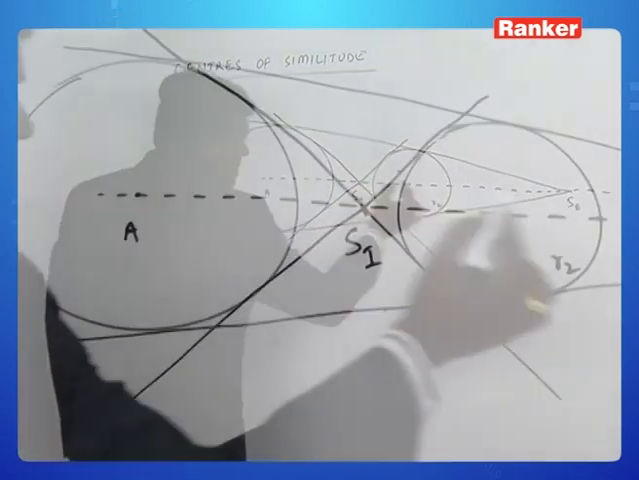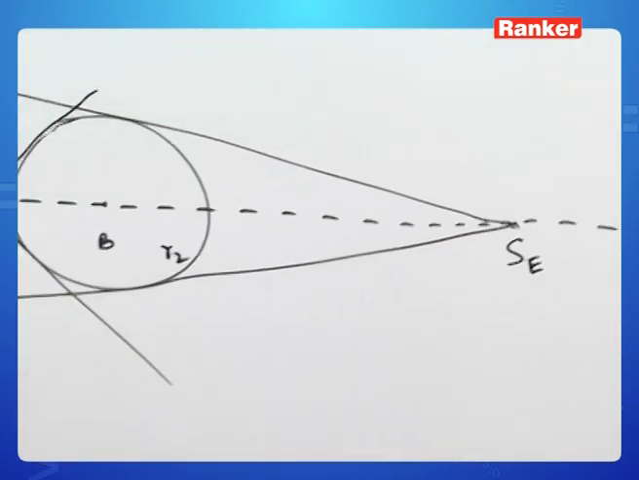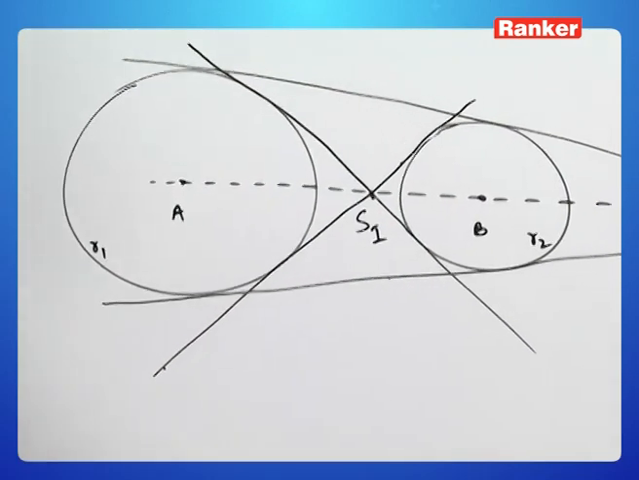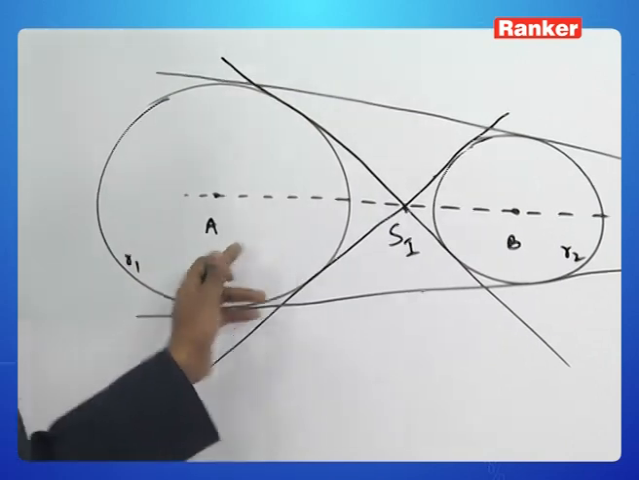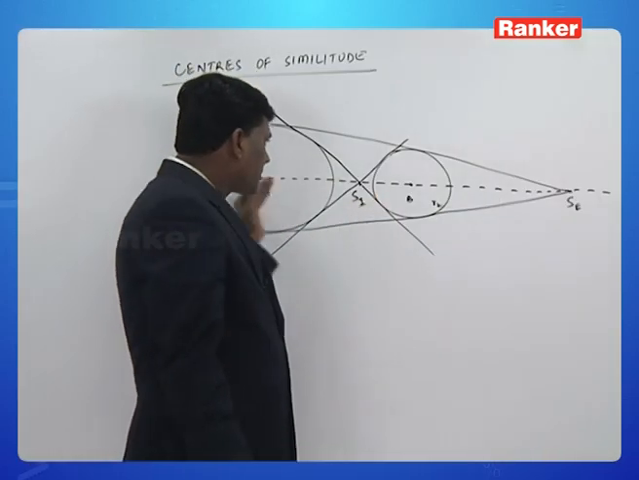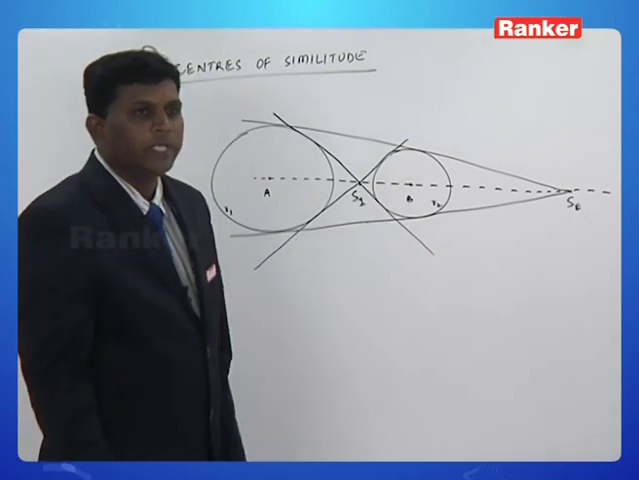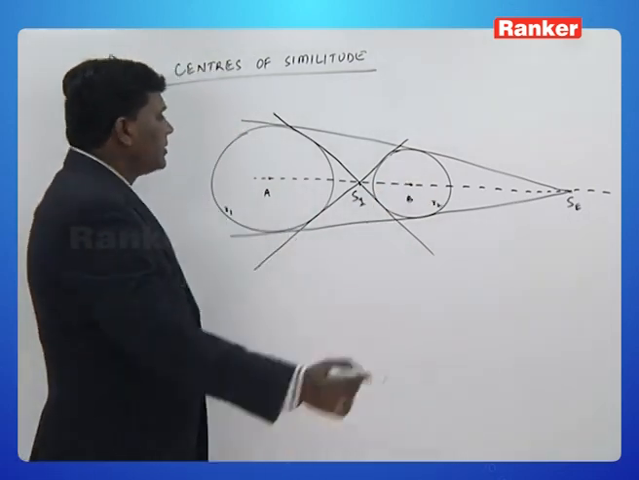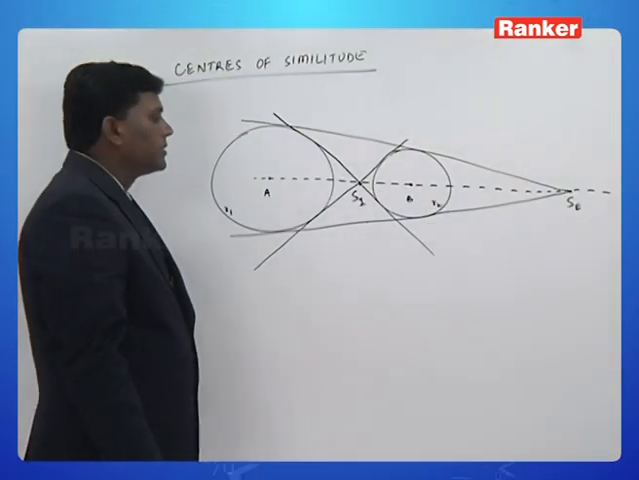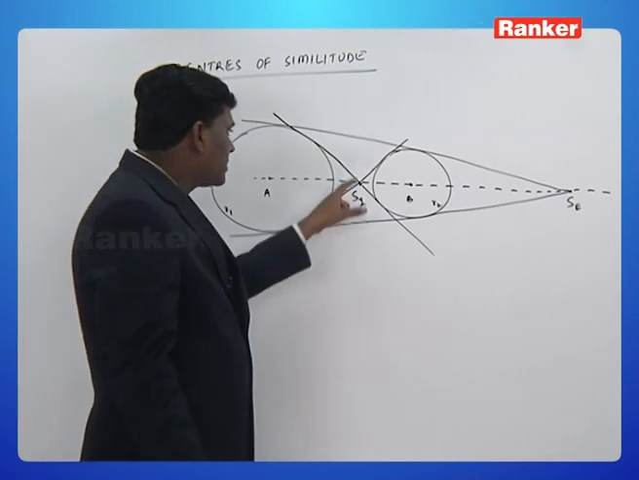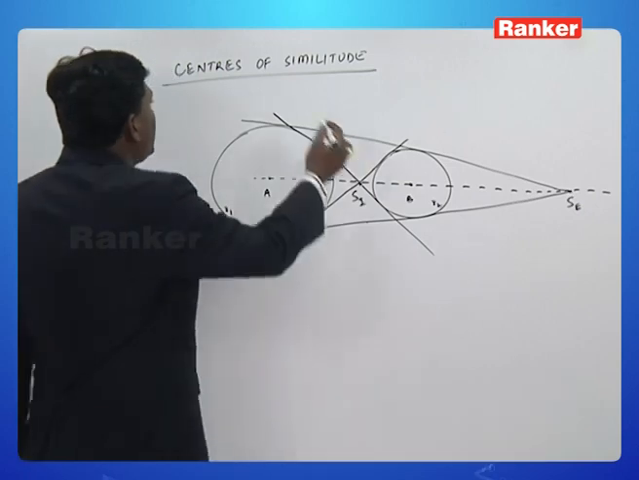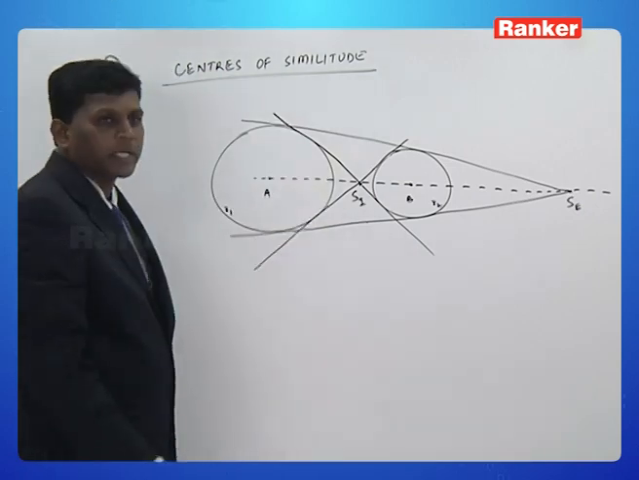We can see that this SI and SE are clearly collinear with the centers of the given two circles. We can draw one line passing through all these 4 points. We can show with simple geometry that these 4 points are always collinear. Now, these 2 points of intersection of common tangents, that is direct common tangents and transversal common tangents, together are called centers of similitude of the given two circles.